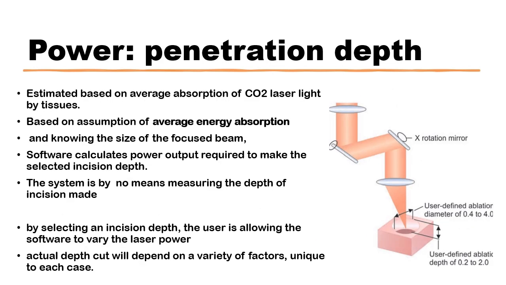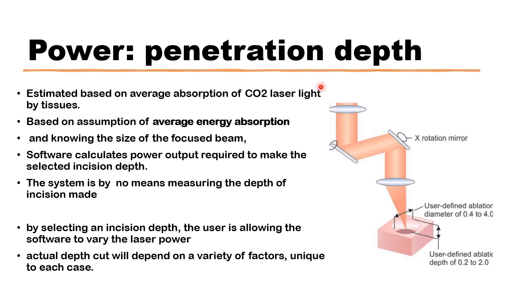When the surgeon selects a certain size for the incision or the ablation area, say a millimeter or two, the machine will deliver a focused beam over 1 or 2 millimeters according to the surgeon's desire. But when the surgeon chooses a penetration depth, something different would need to be done.